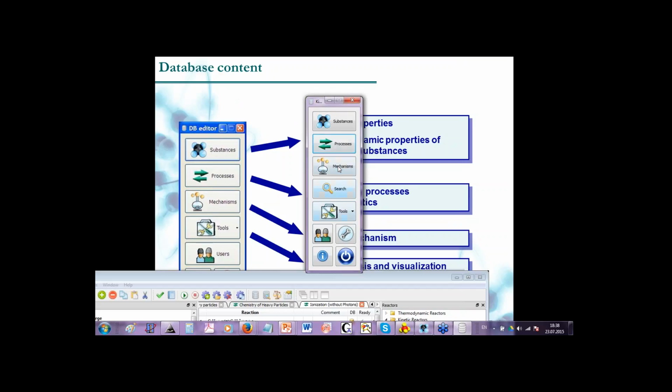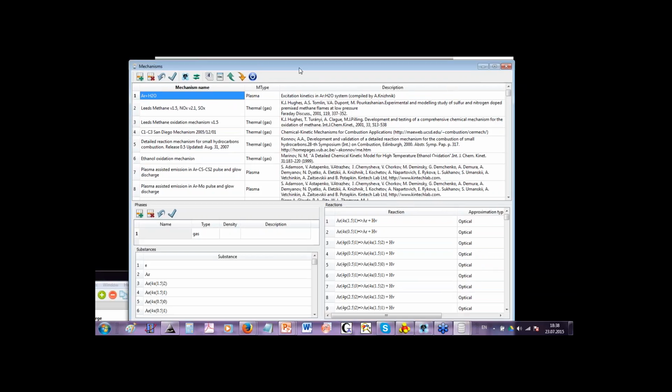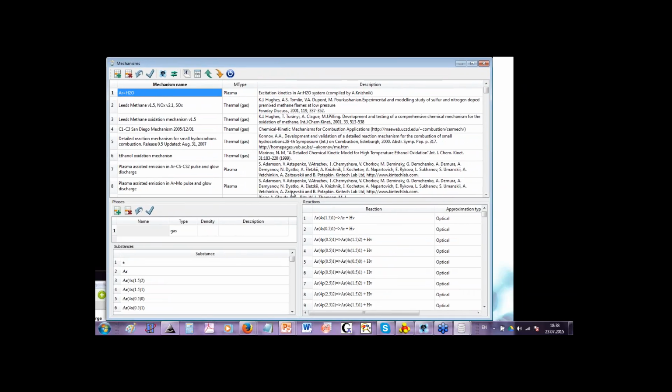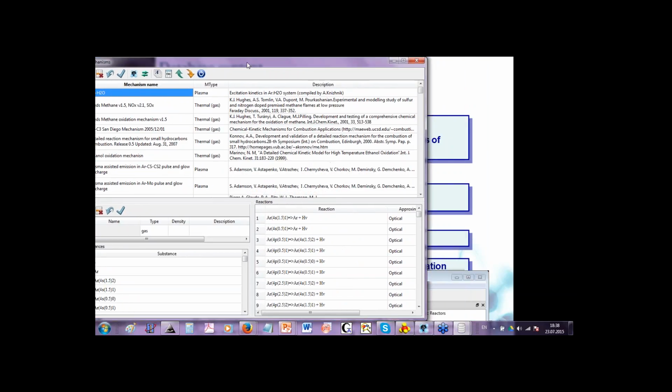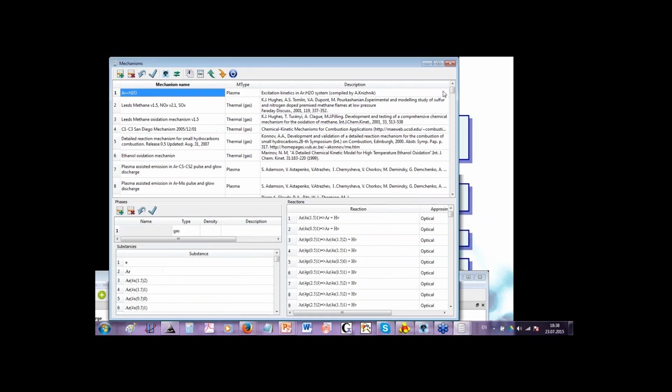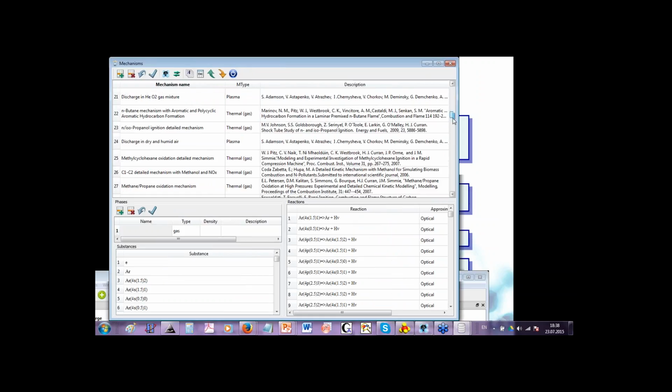Well, and the most interesting is the database of the mechanisms. This is a collection of ready-to-use mechanisms. We collect here many different mechanisms, starting from the well-known, for example, the Leeds methane combustion mechanism, GRI mechanism, together with our mechanism, which we elaborated in our company. For example, maybe this is most interesting for you.